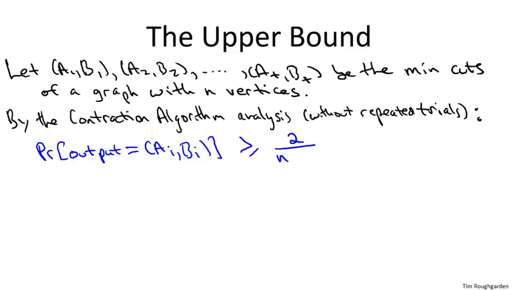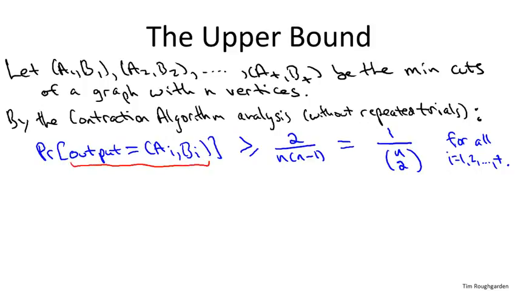So instantiating the contraction algorithm success probability analysis without all of the repeated trials business, we show that for each of these t cuts, for each fixed cut (Ai, Bi), the probability that this algorithm outputs that particular cut is at least 1 over n choose 2. Let's introduce a name for this event, the event that the contraction algorithm outputs the ith min cut. Let's call this Si. The key observation is that the Si's are disjoint events.